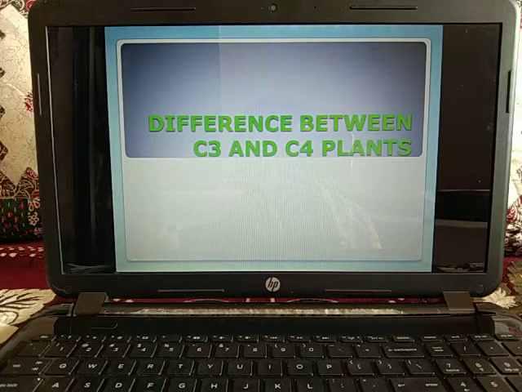The rate of net photosynthesis at optimum sunlight is 15 to 35 mg carbon dioxide per dm square per hour. Okay, but in case of C4 plant, the rate of net photosynthesis at full sunlight is 40 to 80 mg carbon dioxide per dm square per hour. Now, leaves do not possess Kranz anatomy in C3 plants and leaves have Kranz anatomy in C4 plants.